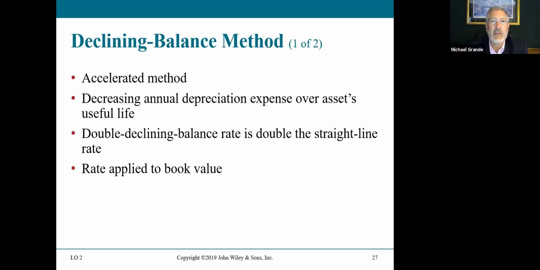Here's our second method, the declining balance method. It's an accelerated method, which means we take more depreciation expense in the first few years than we do at the end. The idea is that you use that new asset more during the initial years. Decreasing annual depreciation expense over the asset's useful life. The double declining balance rate is double the straight line rate. The rate is applied to the book value. Again, what's book value? Original cost minus accumulated depreciation.